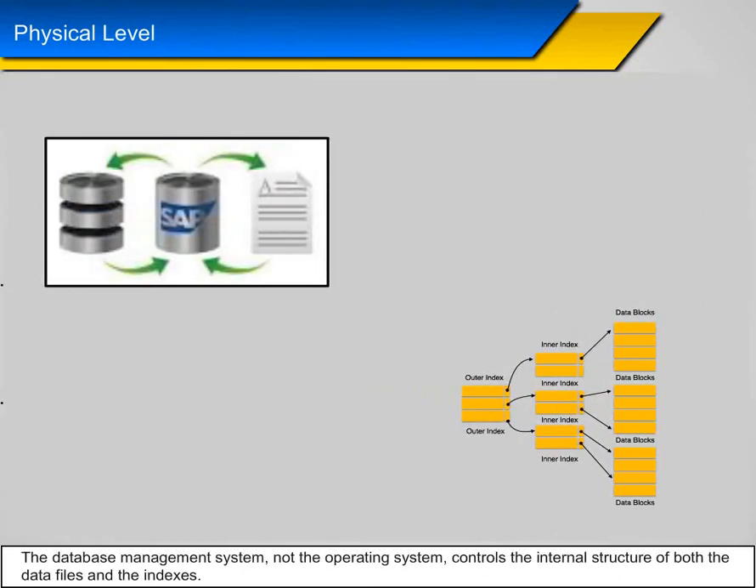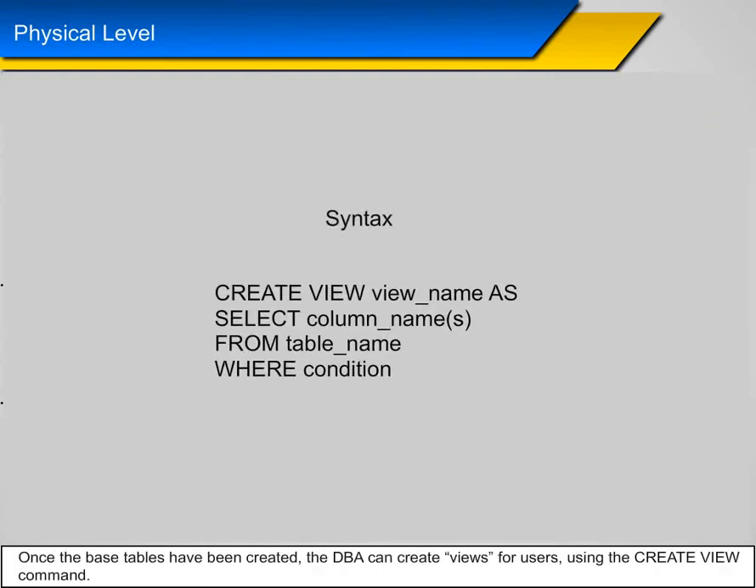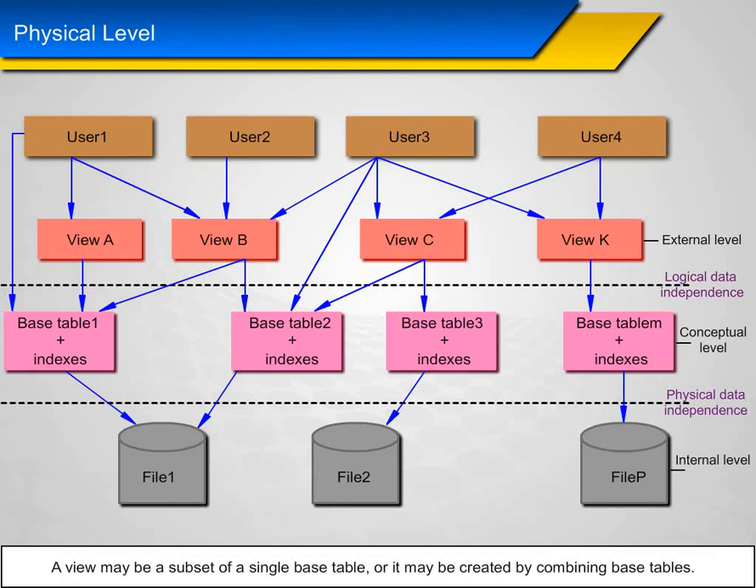The database management system, not the operating system, controls the internal structure of both the data files and the indexes. Once the base tables have been created, the DBA can create views for users using the create view command. A view may be a subset of a single base table, or it may be created by combining base tables. Views are virtual tables not permanently stored but created when the user needs to access them.